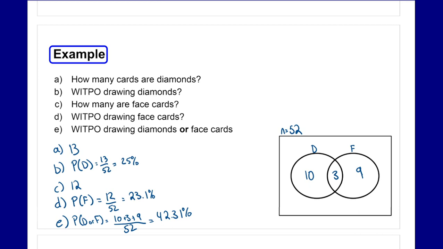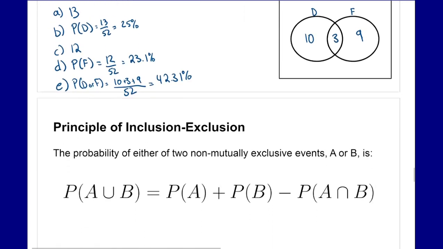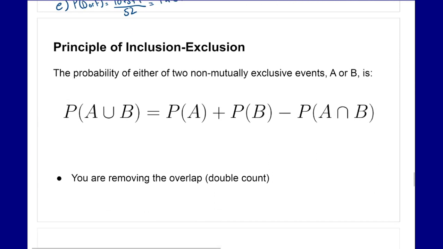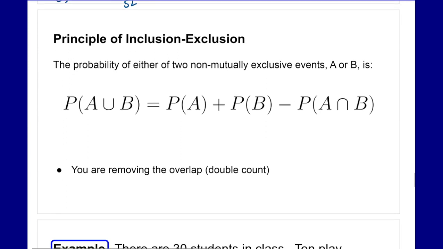It may help to draw the visual, which we'll look at in a further lesson with these Venn diagrams. But there is a way that we can do it without drawing the visual. It does require us to think about all the possible outcomes. So when we're dealing with two non-mutually exclusive events, we're going to use a formula that's called the principle of inclusion and exclusion.